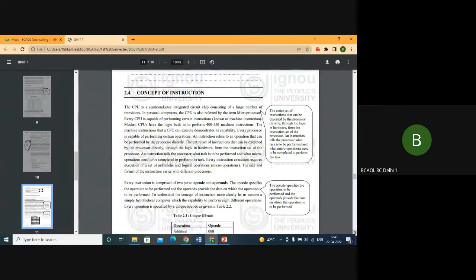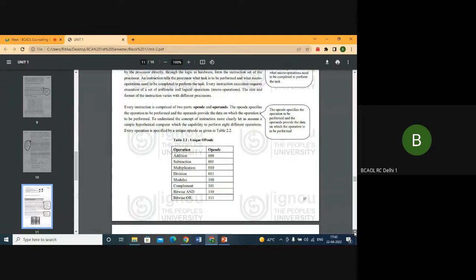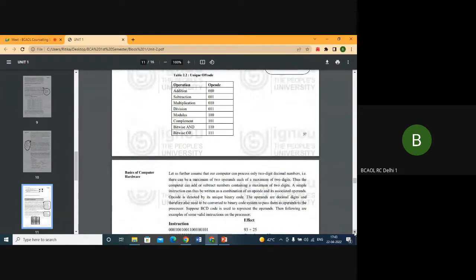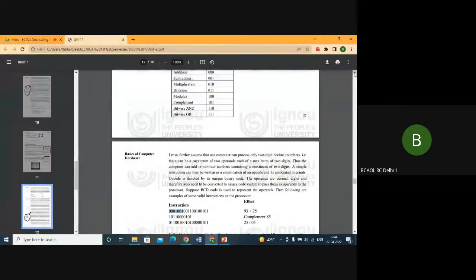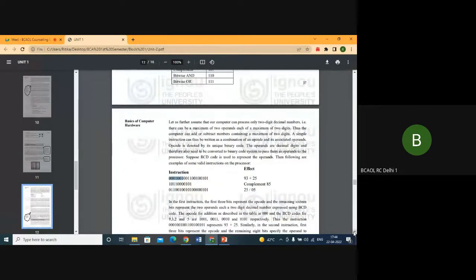This is important. They have given you that the addition opcode is this, the subtraction opcode is this. In some systems the unique opcode is this for addition, and this for modulus, complement, and so on. So if you are saying 93 plus 25, this instruction you want to write. 93 will be there in some format. Convert 93 and it will give you some binary code. The addition opcode is 000, so you can put 000 in between, and then the binary conversion of 25 can be put. This is how you write it.